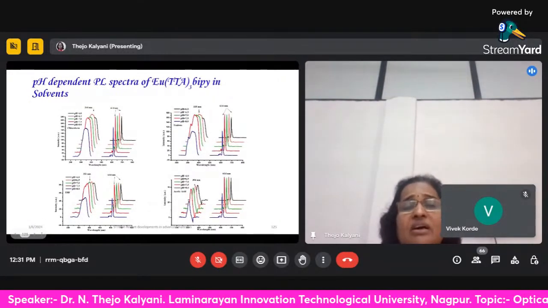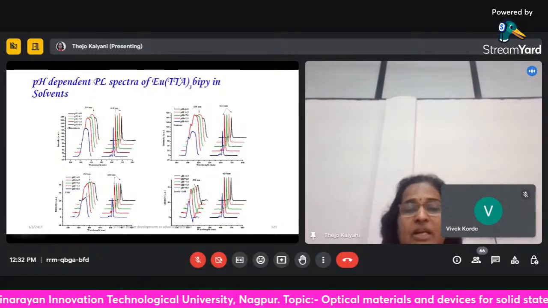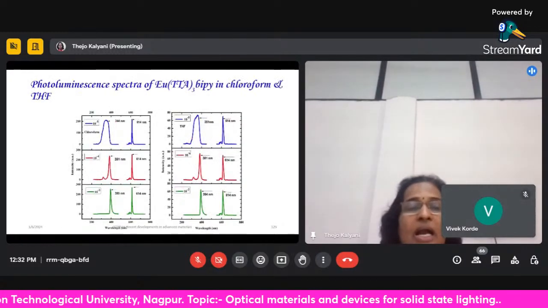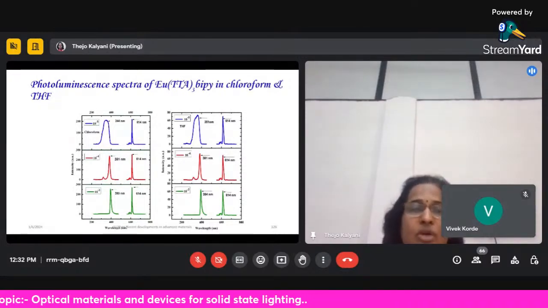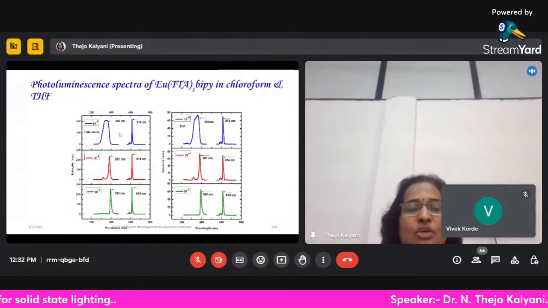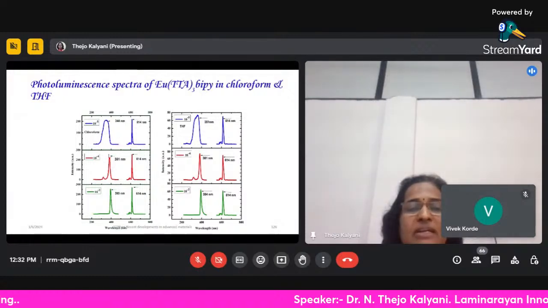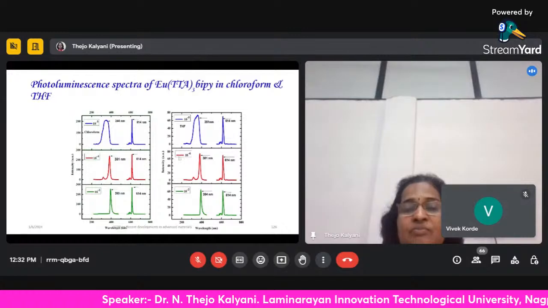And we have even studied the other complex also, that is bipy, for different pH and for different solvents like chloroform and tetrahydrofuran, this is THF. You can see that in chloroform the intensity is maximum. And if you go for THF, you can see the intensity is decreasing.